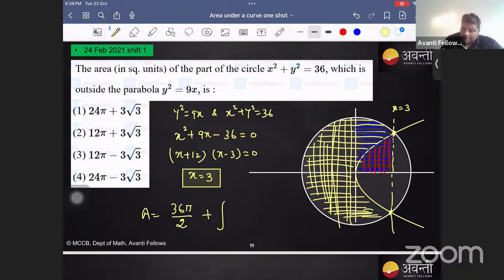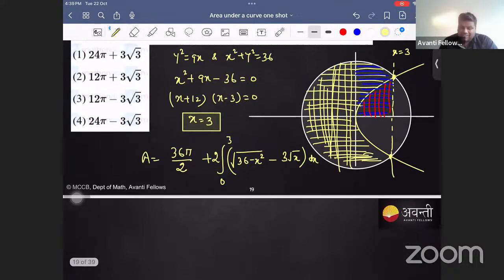So this area is, first of all, circle minus parabola. Circle is under root of 36 minus x square, minus parabola, which will be 3 root x, dx. Limits from 0 to 3, and double of this. I hope everybody must have got it. So in the area of the circle, I added the area enclosed by the circle except the parabola. So the area will be 18 pi plus 2 times this integral.